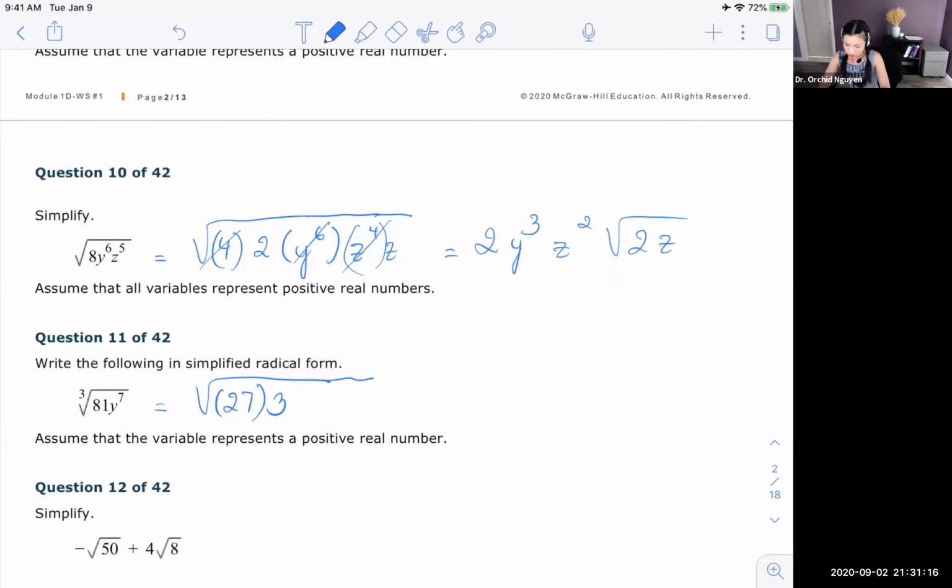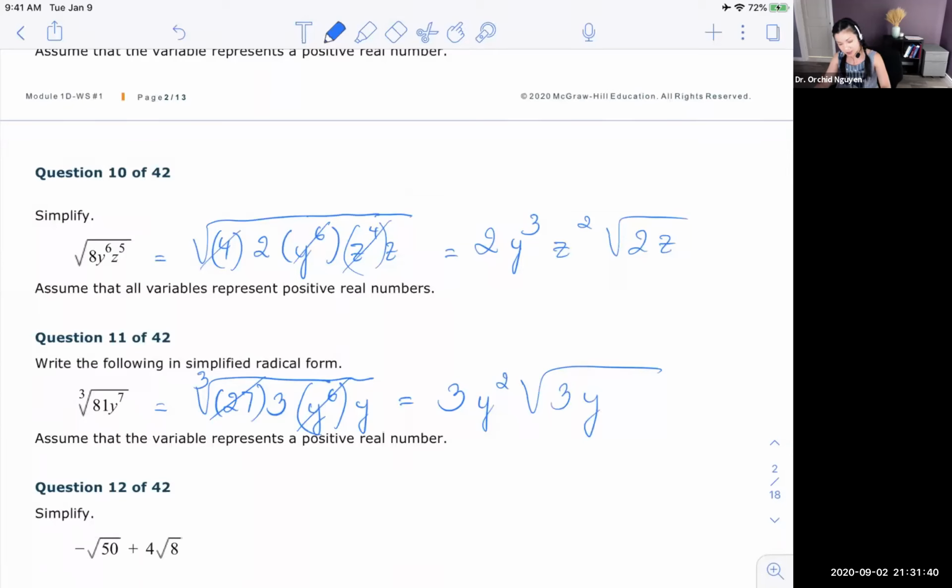Now, y to the 6th power, because 6 is divisible by 3. So what I have is 3. I took care of that. This one, don't forget, you divide by 3 this time. So it's going to be y squared. And then we have 3y. That's the leftover.